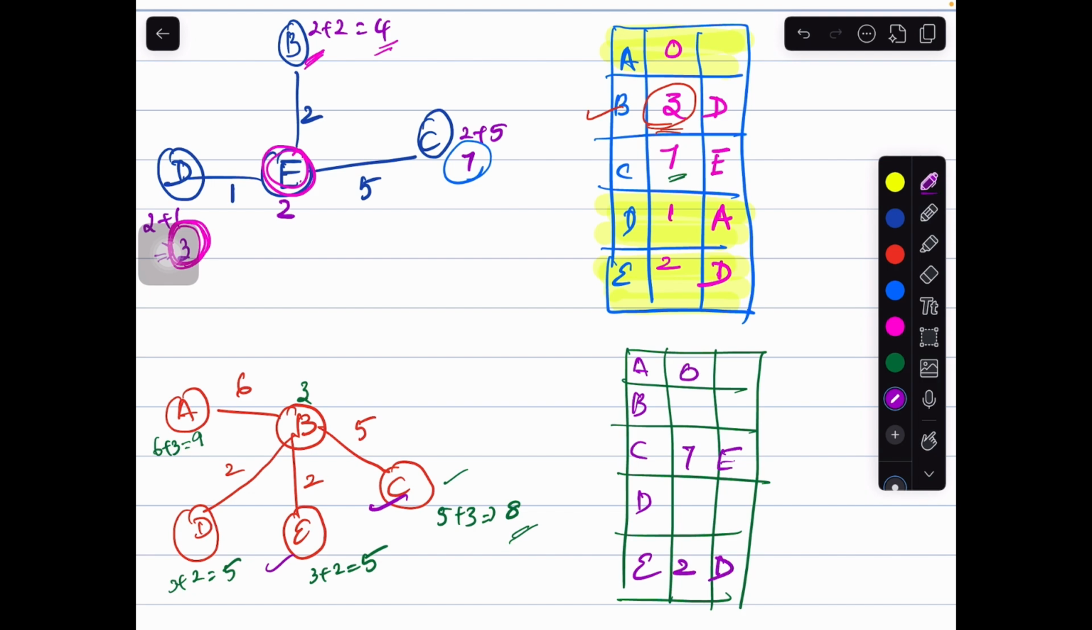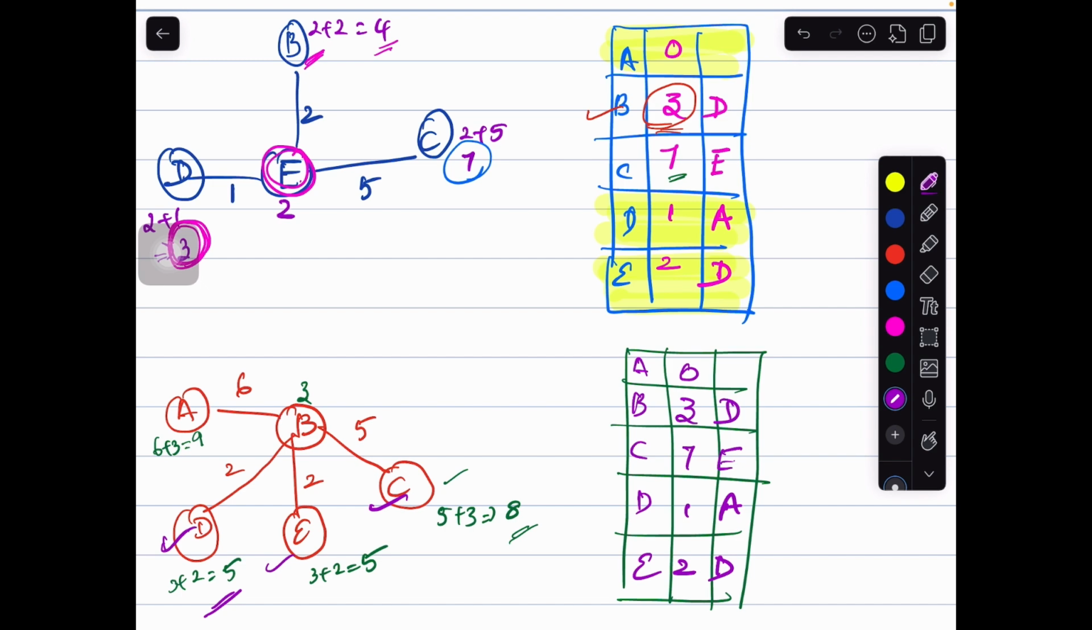For A, let us mark 0. Now for D it is already 1, but here it is 5. So let us not update it. So 1 and A. Now for A, it is already a source node, so for A it is 0. Now for B, it is again 3 and D. Fine. So there is no updation that is being made right now.